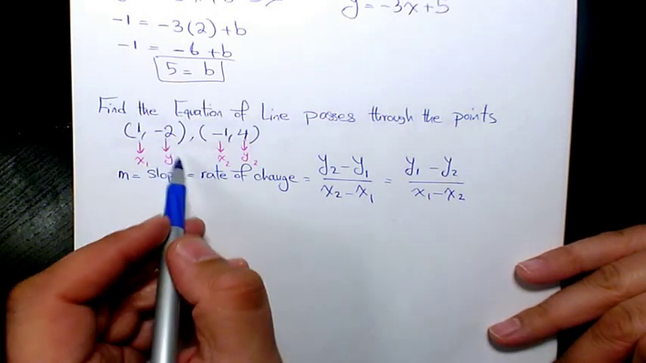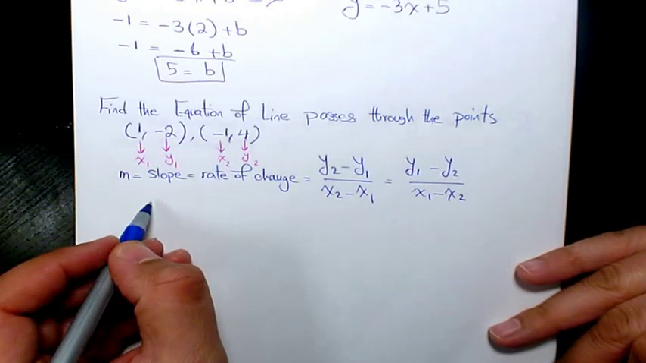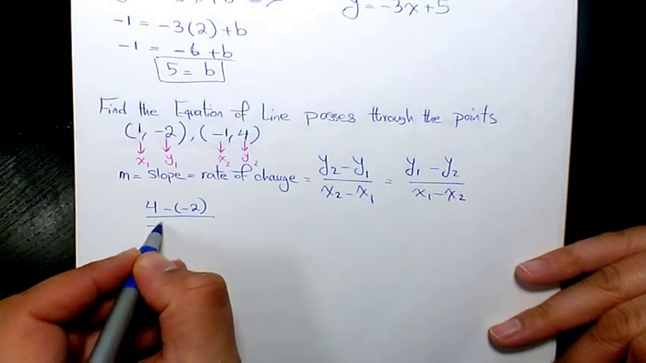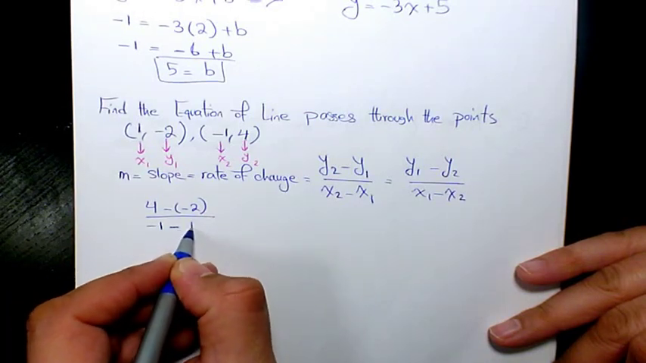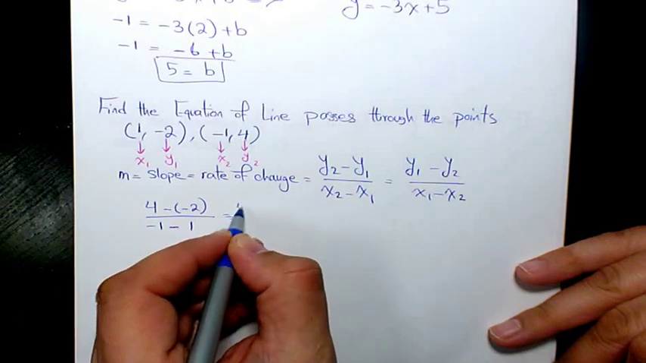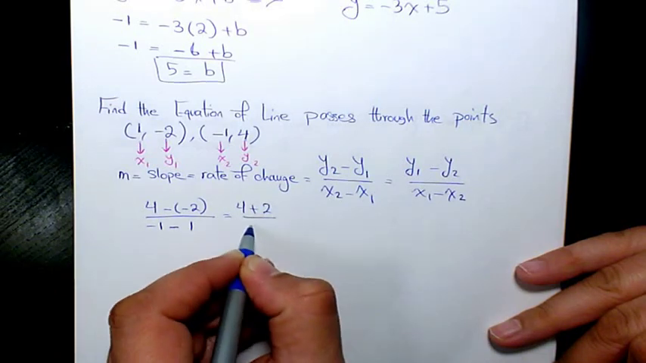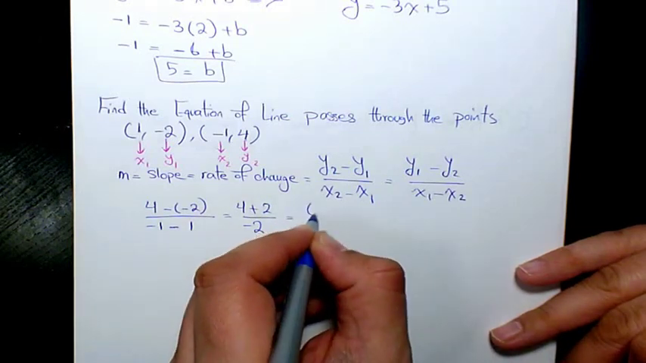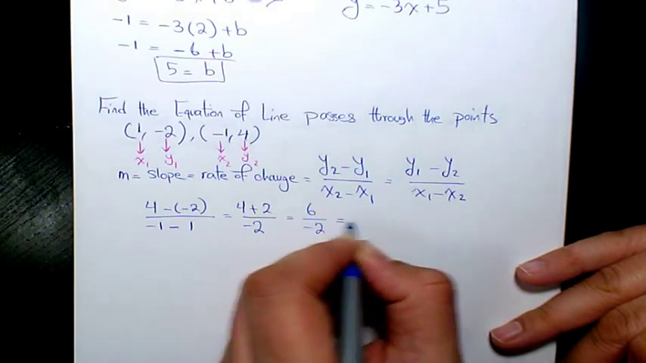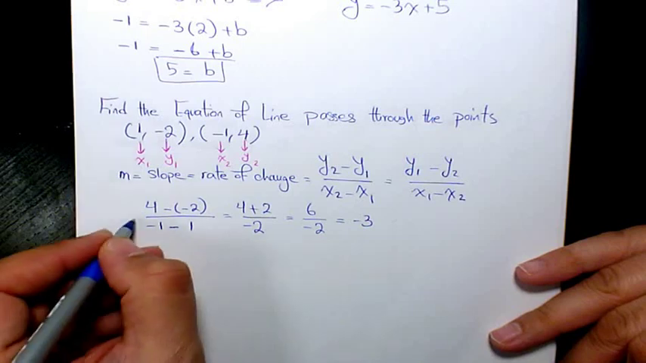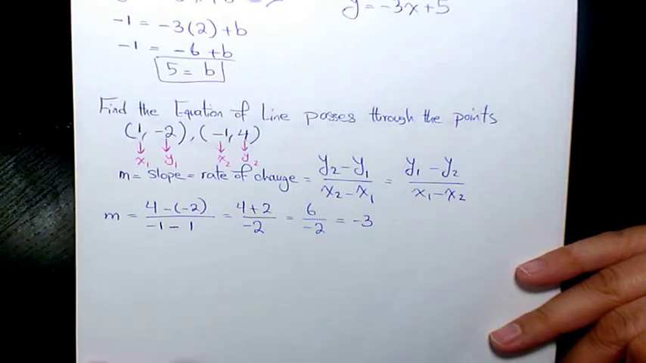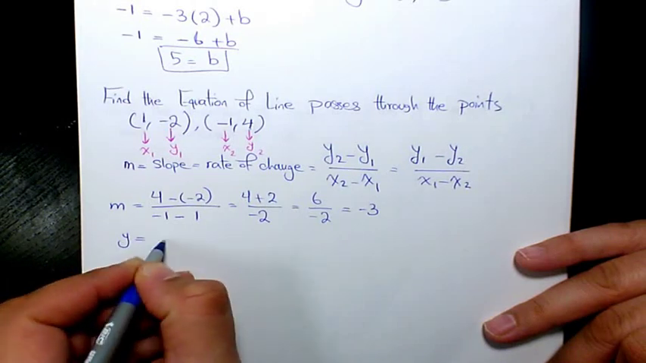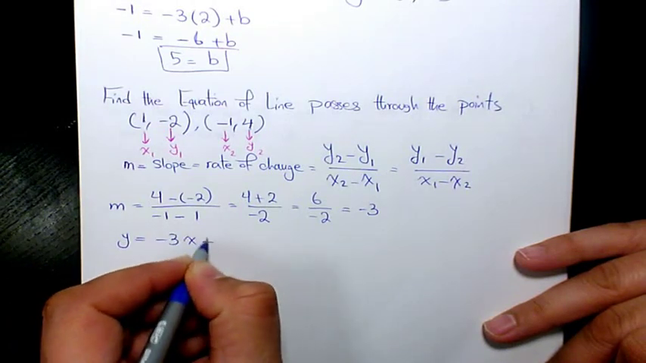So it's going to be 4 minus negative 2 divided by negative 1 minus positive 1. So it's going to be 4 plus 2 divided by negative 2. That's going to make it 6 divided by negative 2, and it will be negative 3. So the slope is going to be negative 3. So far we know it's going to be y equals negative 3x plus b.